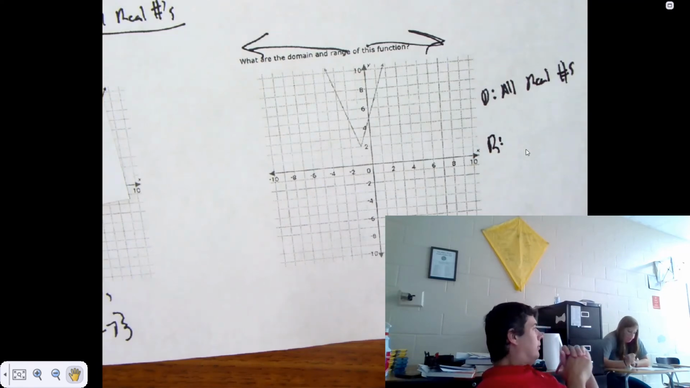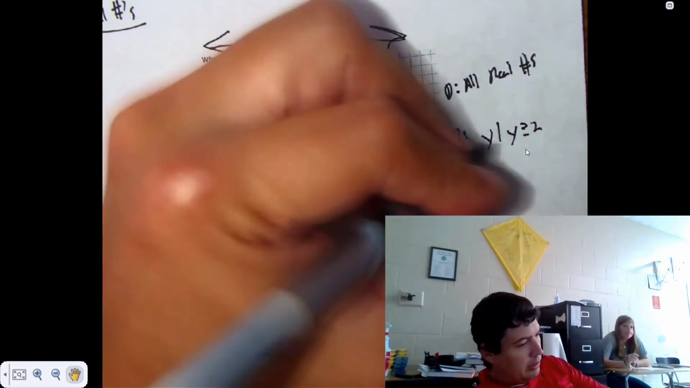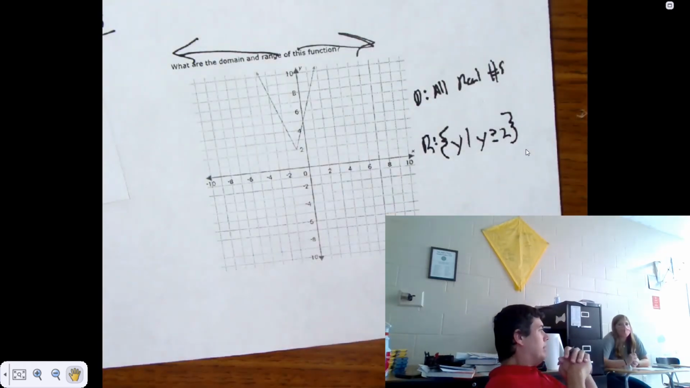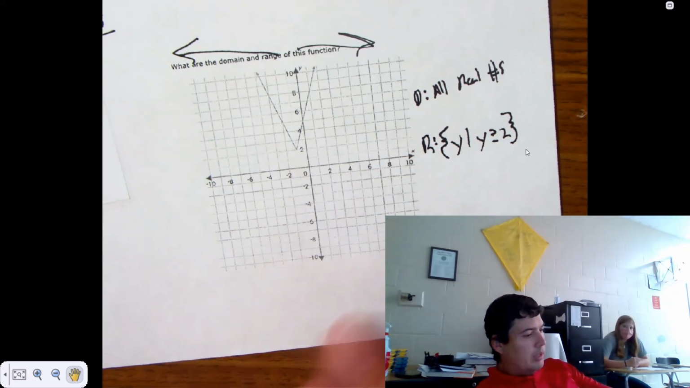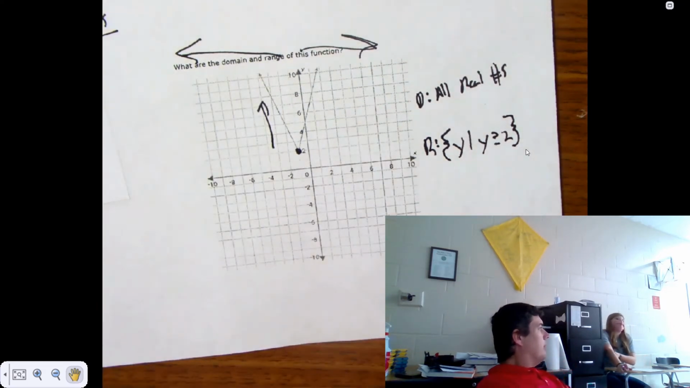All right, I know, Sean, I know you know the range. But I'm curious if others do. Chandler, what's the range of that function? Y bar, y greater than or equal to 2. Do you guys agree with Chandler? Don't forget your curly braces. Does anybody need to know why it's y greater than or equal to 2? Because you start here and you rise forever. That's why it's 2 or more.